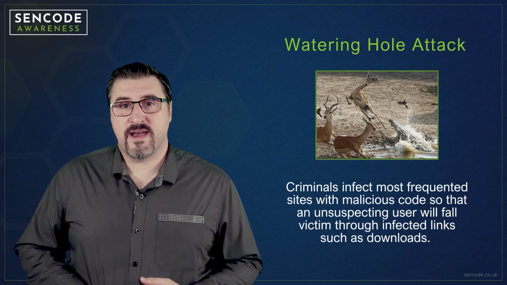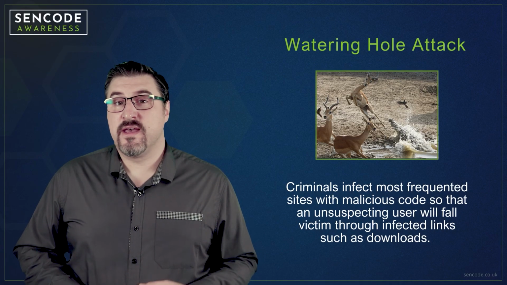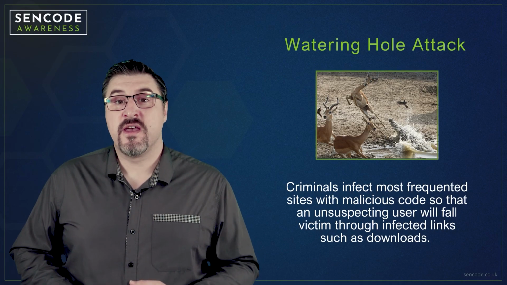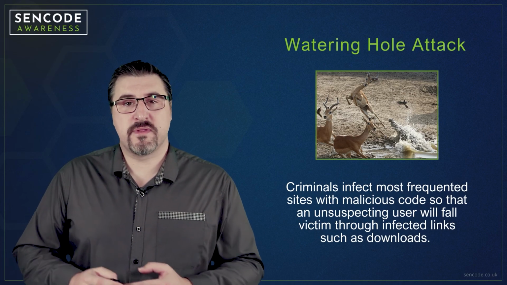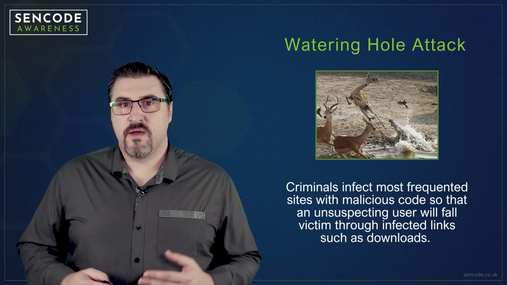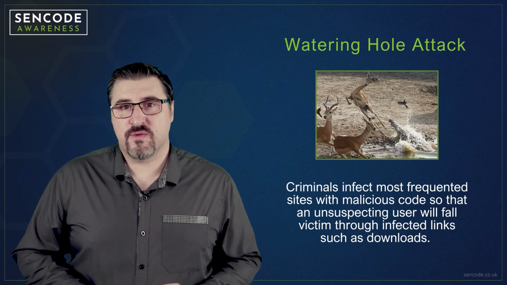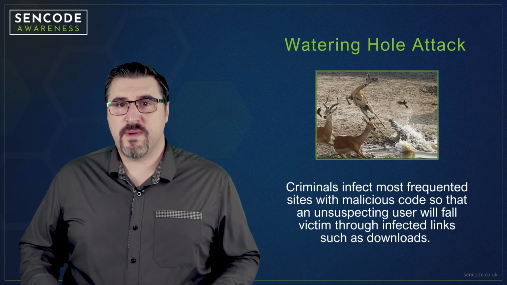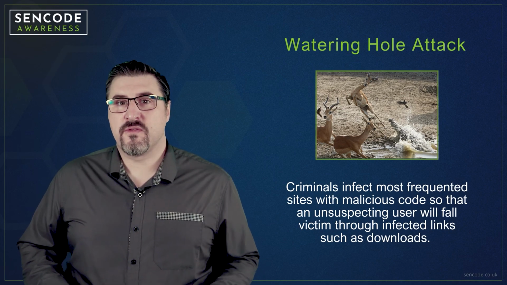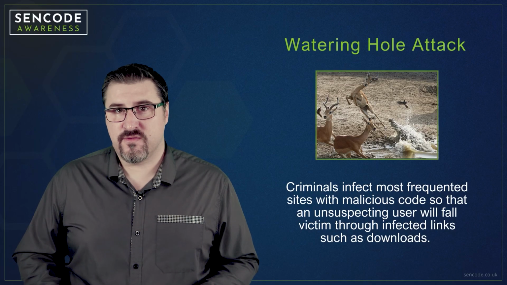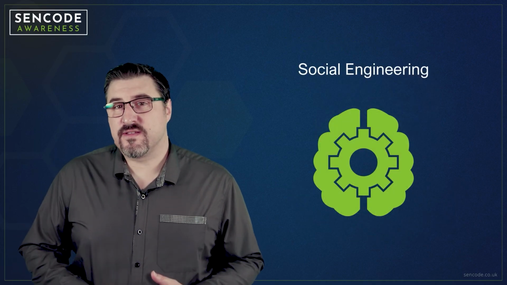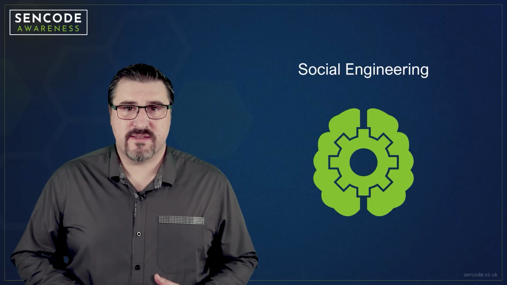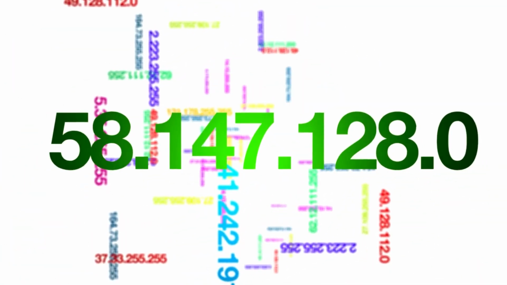A watering hole attack is a social engineering technique where cybercriminals discover and observe the most frequented websites of a particular organisation. They will then attempt to infect these sites with malicious code so that unsuspecting users will fall victim through infected links, such as downloads, for example. Cybercriminals may also decide to attack specific IP addresses, and that's really to uncover certain information that they're looking for, which in turn makes attacks harder to detect and take preemptive action against.